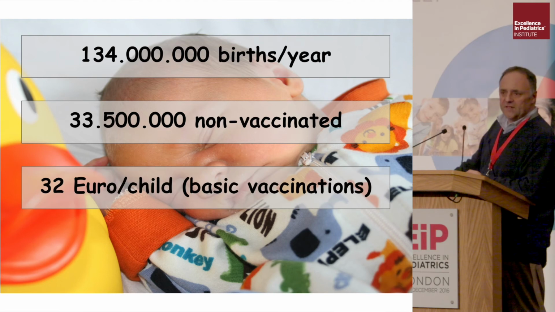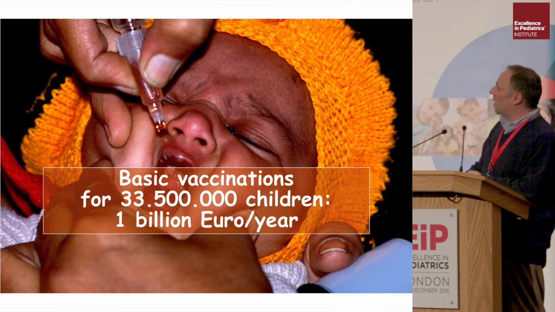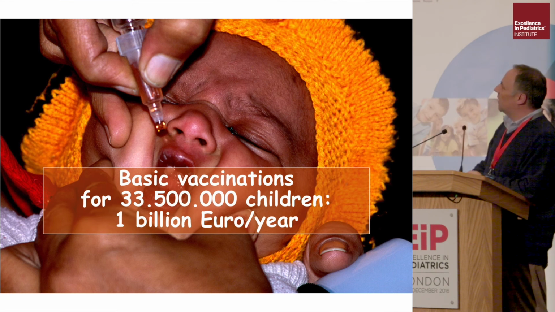The cost of a full vaccination course, not including the administration, but just buying the vaccines for a normal standard basic set of vaccines that is used in a standard European country, is €32 per child. If you multiply 32 euros by the number that is not vaccinated, you come to about €1 billion. That's the only thing you need to pay for vaccines for all the children. So in order to do this, you need €1 billion per year. €1 billion, that's a mind-boggling number.